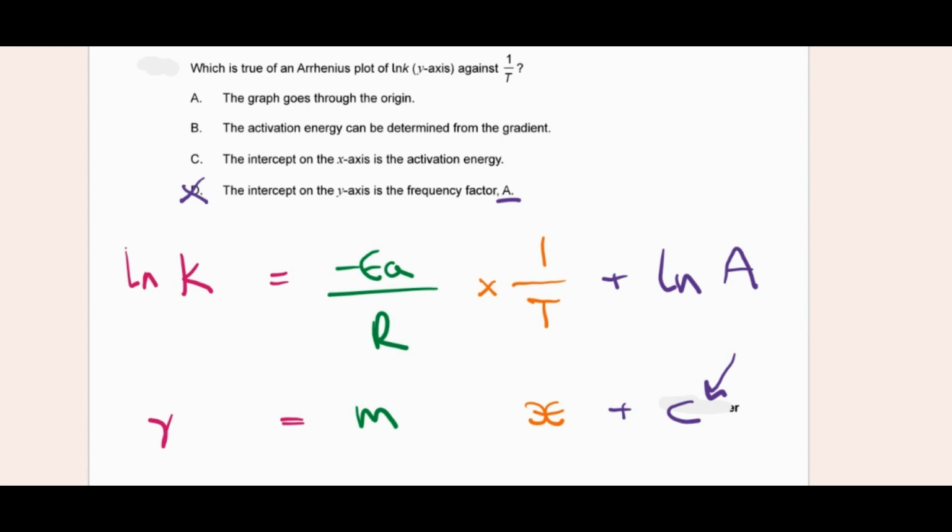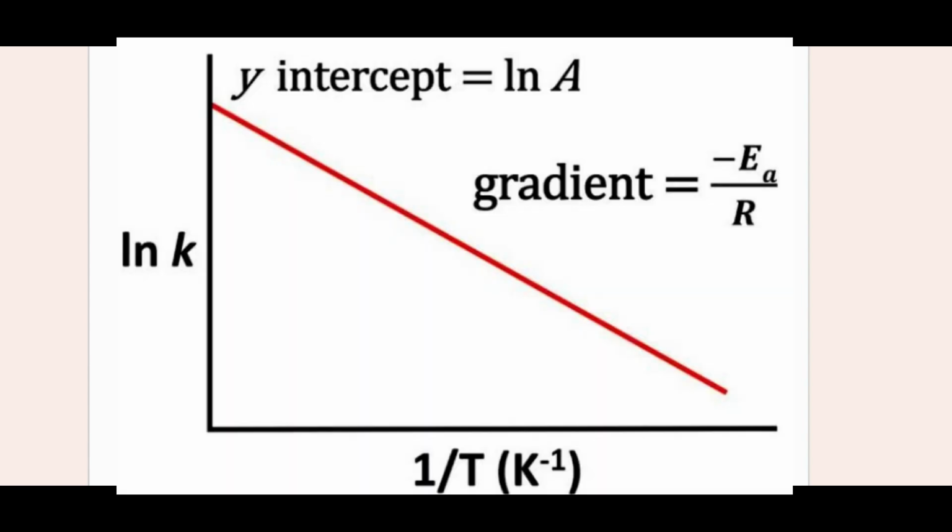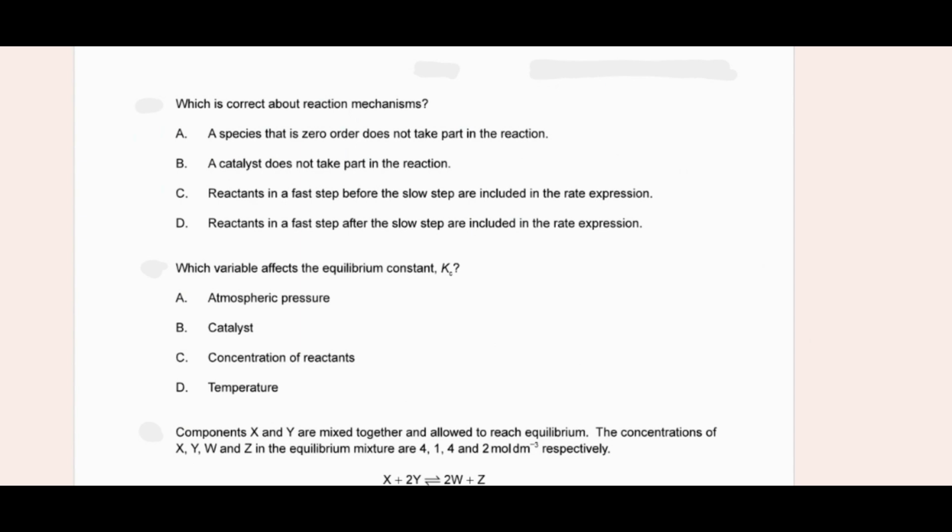The intercept on the x-axis is the activation energy. Well, no, that can't be true. The activation energy can be determined from the gradient. Well, yes, it can. We're looking here at M, the gradient, so it'll be B. The graph goes through the origin. No, the graph doesn't go through the origin. I will insert a photo now. Next question.